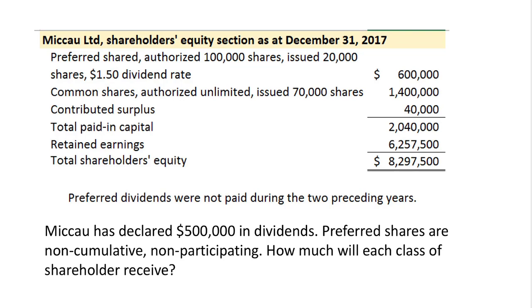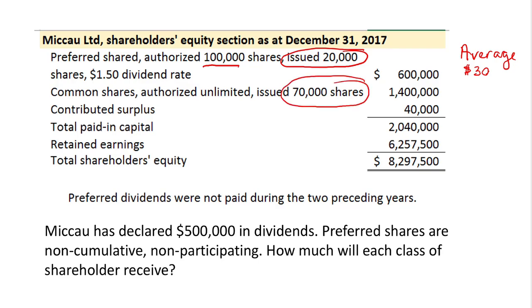So we have a company and we see that they have authorized 100,000 shares, but I'm sure you remember that this is the important number. They issued 20,000 shares. While we're looking at this information, I just want you to notice that we can calculate the average cost per share. 600,000 divided by 20,000 is $30. The common shares were authorized an unlimited number, but they have issued 70,000 shares. And again, we can calculate that average cost to be $20 per share.